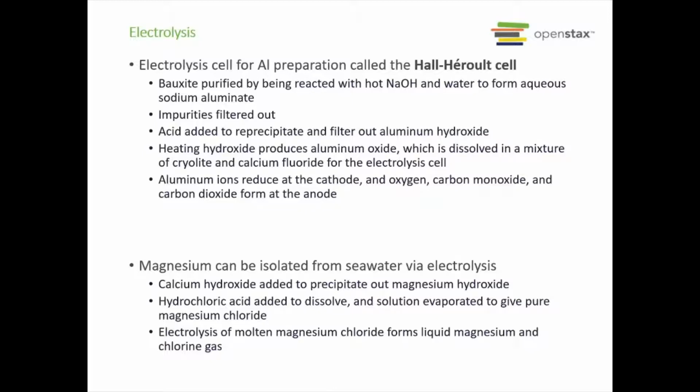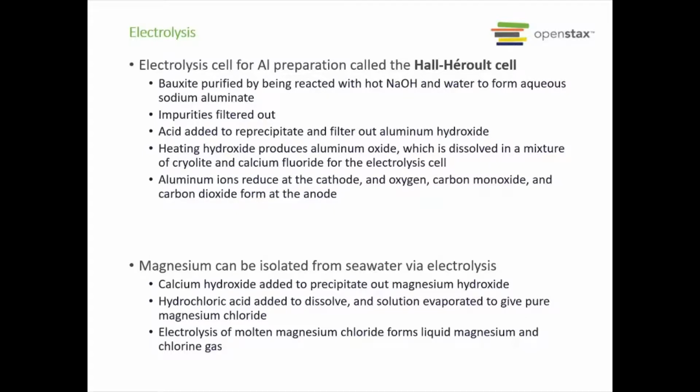So aluminum is prepared with electrolysis in what is called the Hall-Héroult cell. I don't know if I pronounced that right or not. And we have what is called bauxite, which is our most common source of aluminum, which we start by purifying and then reacting with hot sodium hydroxide to make sodium aluminate. And then we can remove the undissolved clay and other impurities.